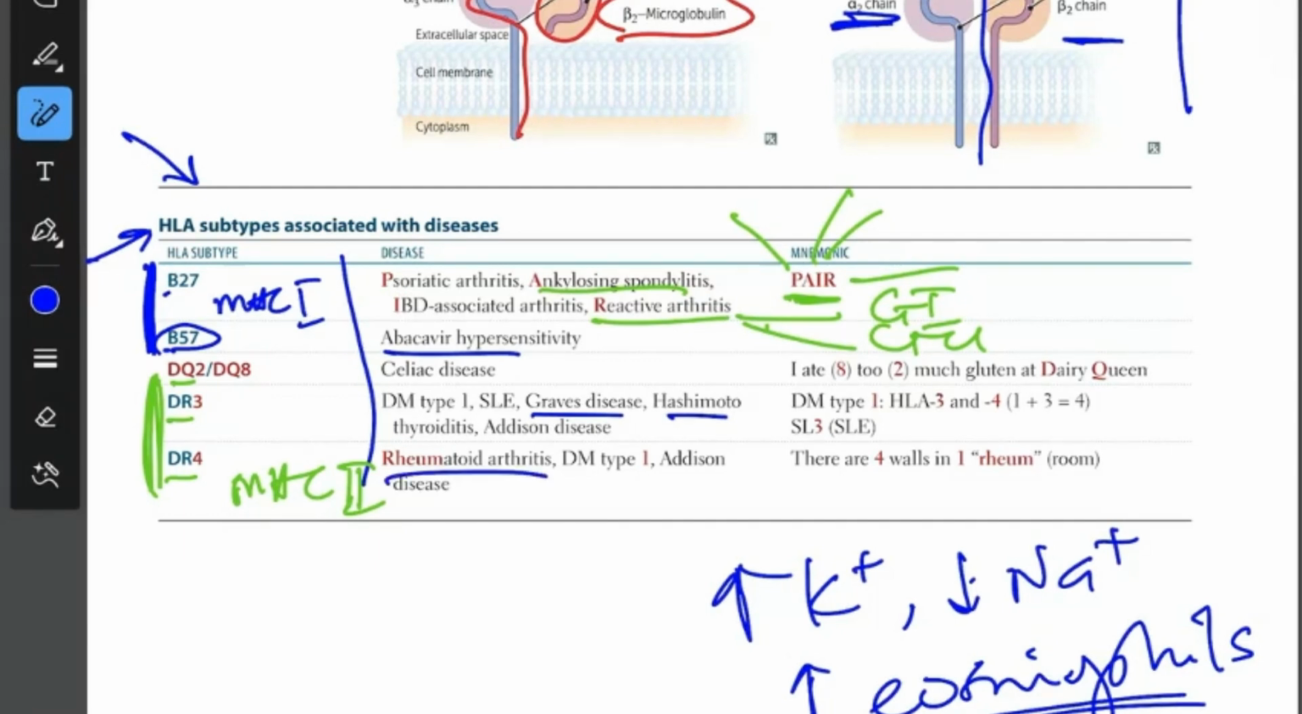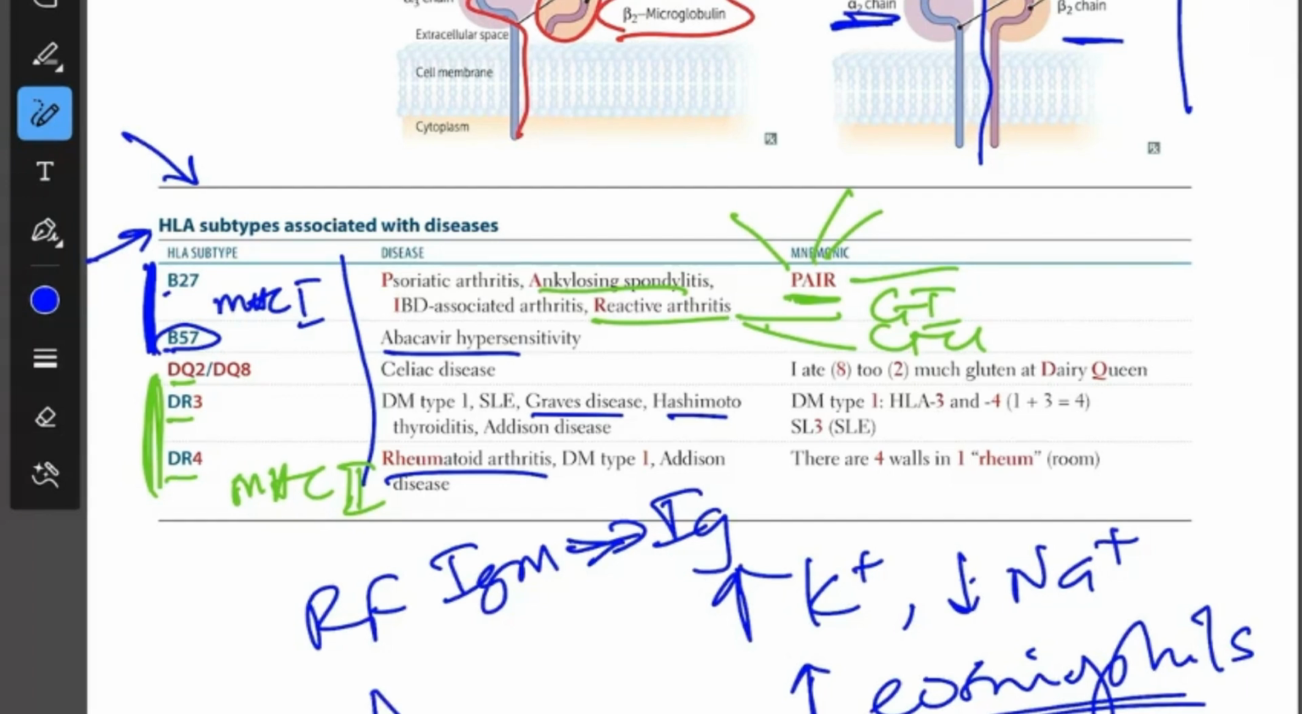Then rheumatoid arthritis, right? Here you have the rheumatoid factor, which is an IgM that attacks the IgG. So the IgM binds to IgG. That's the rheumatoid factor. Another autoantibody you have is anti-cyclic citrullinated protein, anti-CCP, right? And then you also have elevated ESR.